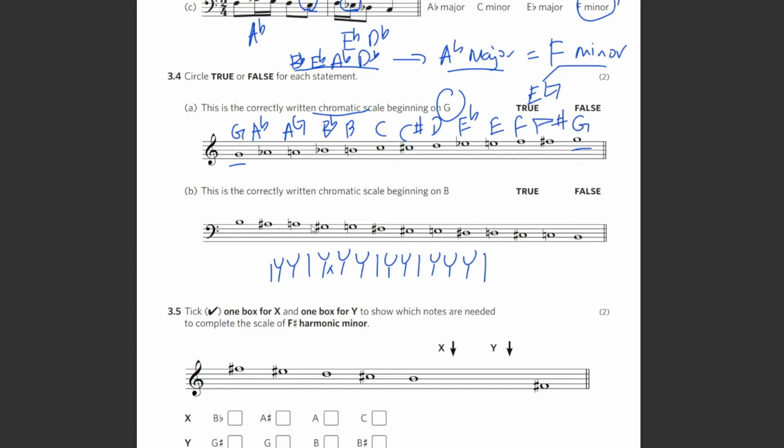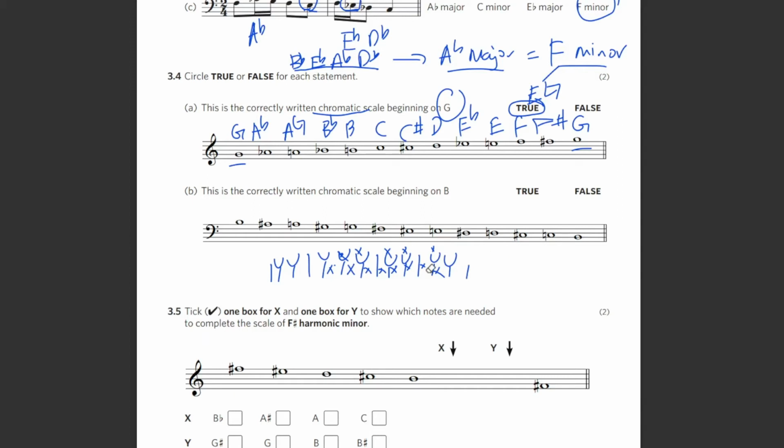Okay, so let's look at G. Here's G, then A flat is here. Good. A natural, B flat, B, C, C sharp, D, E flat, E, F, F sharp, G. Yes, each note is one semitone higher than the previous note. So this is a correctly written chromatic scale beginning on G. It is true.